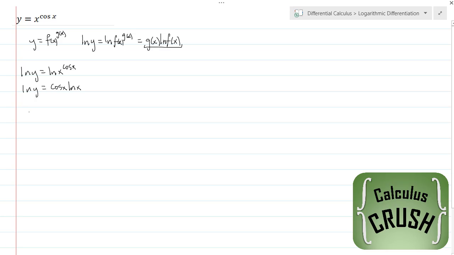So first we need to take the derivative of ln y. Now the derivative of the natural log is 1 over whatever's on the inside times the derivative of the inside. And the derivative of y is just y prime.